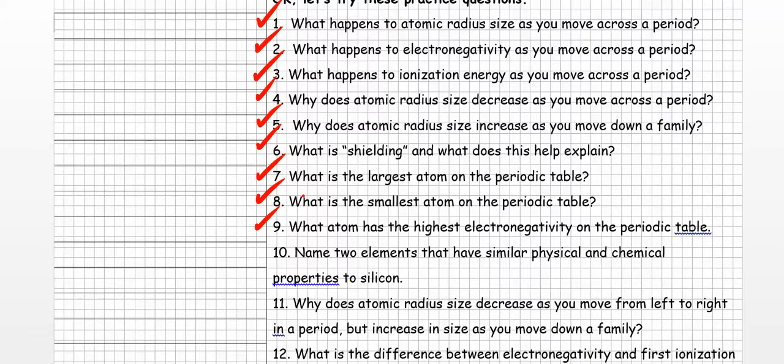Number 10. Name 2 elements that have similar physical and chemical properties to silicon. Well, find silicon on the periodic table. It's number 14. Remember that anything that has that number of valence electrons, in this case, that would be carbon, germanium, tin, lead. Those are going to have similar physical and chemical characteristics.